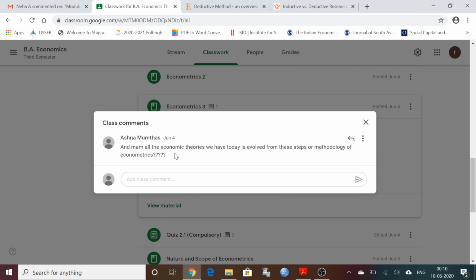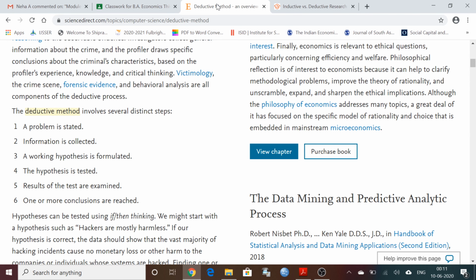That is a common doubt, but one thing you have to keep in your mind: in research we are depending on inductive and deductive methods of research. So there are two methods of research: inductive and deductive. So let's go for this deductive method. I will explain all these methods, then you will get your answer. Okay. So what is deductive method?